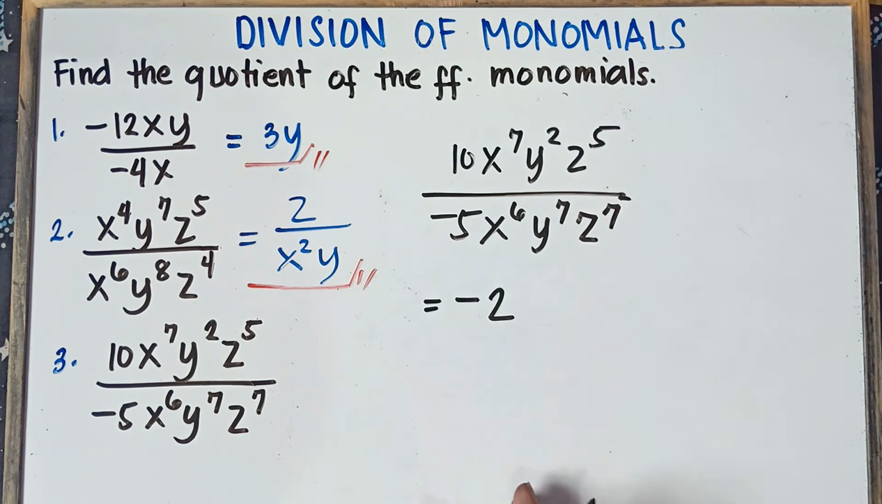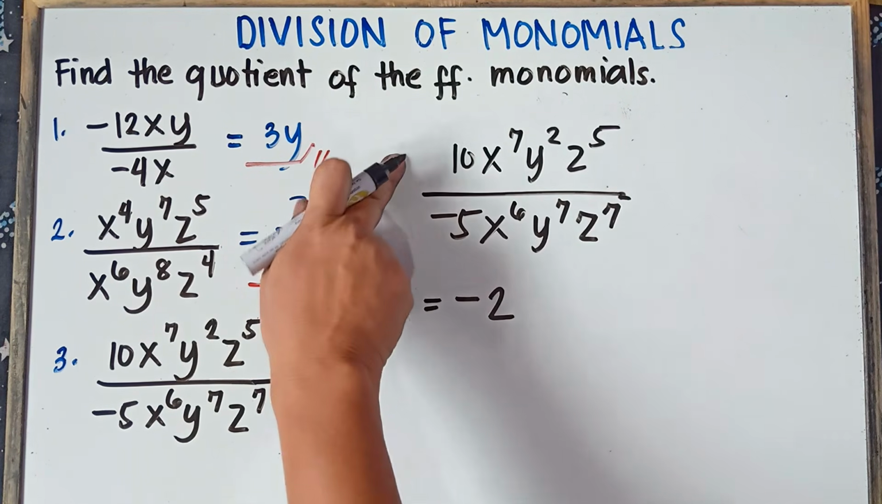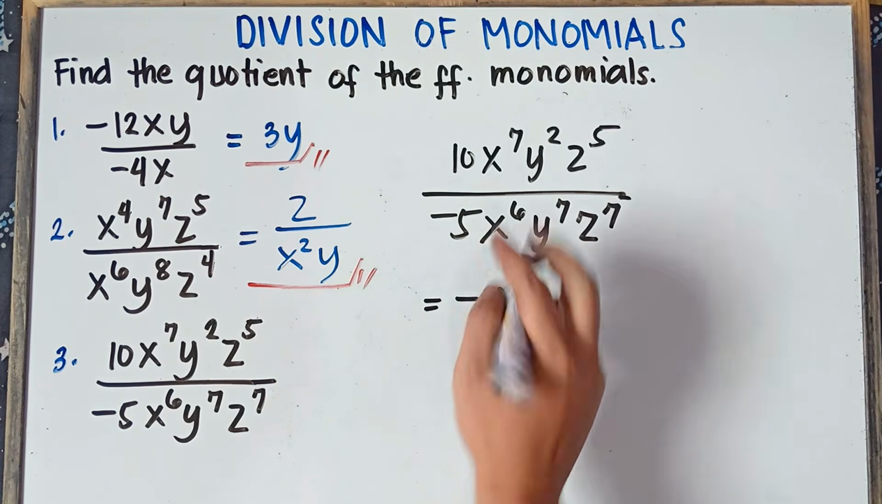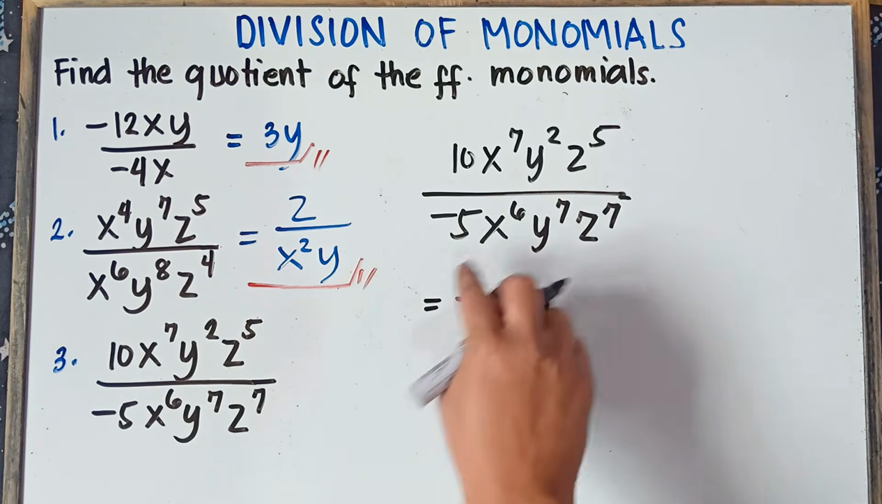Once again, class, unlike signs, if you're dividing, the answer is always negative. Unlike signs, positive, negative. Positive divided by negative is negative. 10 divided by 5, that would be 2. So that would be negative 2.